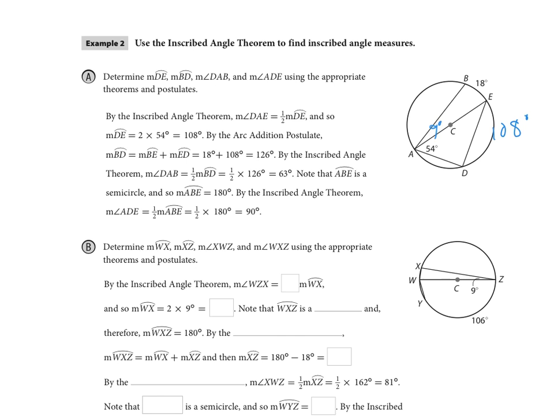So if we want to know all these different arc measures here, we have DE, we just found that. We need BD, which remember is all the way from B through E to D, so all we're going to do is add those up. So BD is going to be 18 plus 108, or 126. So we've got that part taken care of.